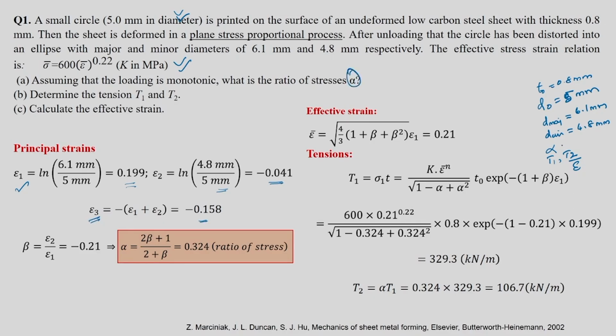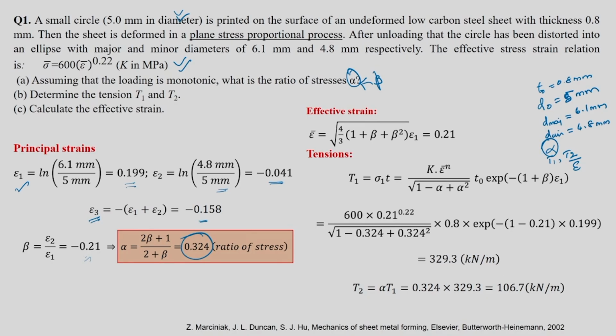For that we need to get beta, because the strains are known. From beta you can get alpha. So what is beta? Epsilon 2 by epsilon 1. So minus 0.041 divided by 0.199 will be minus 0.21, and from here you can get alpha as 0.324. So alpha has been found out.